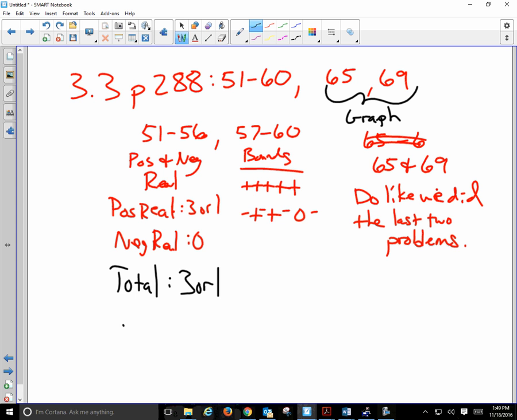It's 65 and 69 that I want you to do what we did in class for our last 2 problems, where you list the number of real solutions, positive and negative. You use the rational roots theorem. You find all the solutions. You sketch the graph. You do the whole process from beginning to end. That's what I want to see with those last 2.